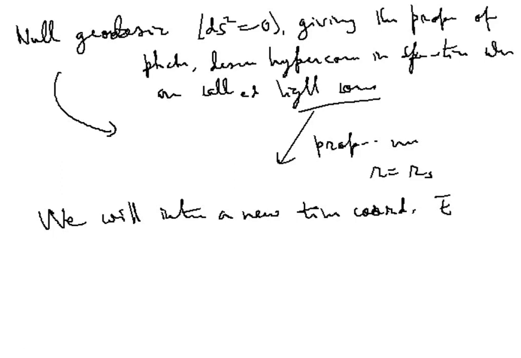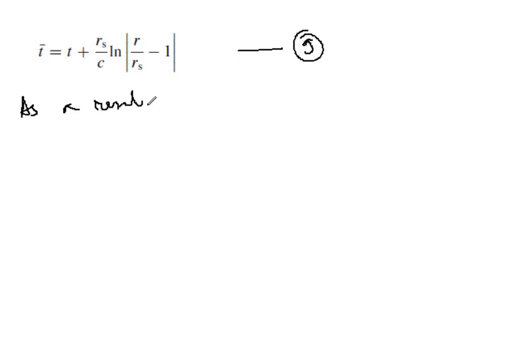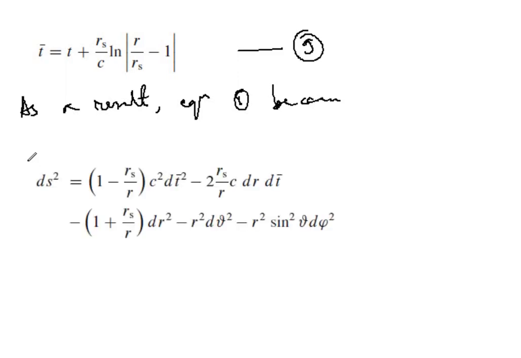So what's the new coordinate? Yes, let me write it down. The value of t. Yes, this is the one. So the new coordinate frame and the old coordinate frame, the relation. This is equation 9, and as a result equation 1 becomes, so let me write down equation 1. This is the result.